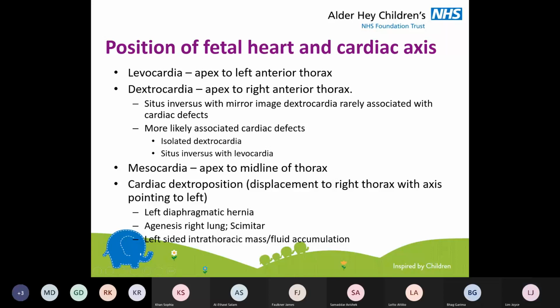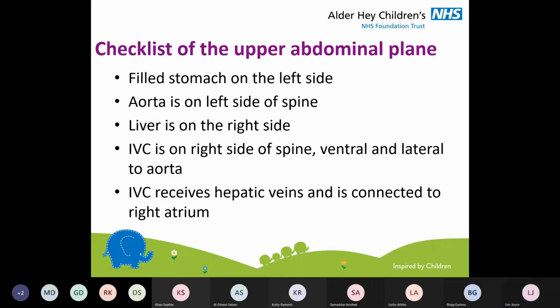Equally, the heart could be displaced to the right with no diaphragmatic hernia if you have agenesis of the right lung. So the lung is not there, and therefore it doesn't occupy a space, and the left lung is basically a bit overinflated. So everything is shifted to the right itself. Similarly, the heart can be pushed more to the left because of a right diaphragmatic hernia or right mass or agenesis of the left lung. So the fetal heart position is very important to start off with.